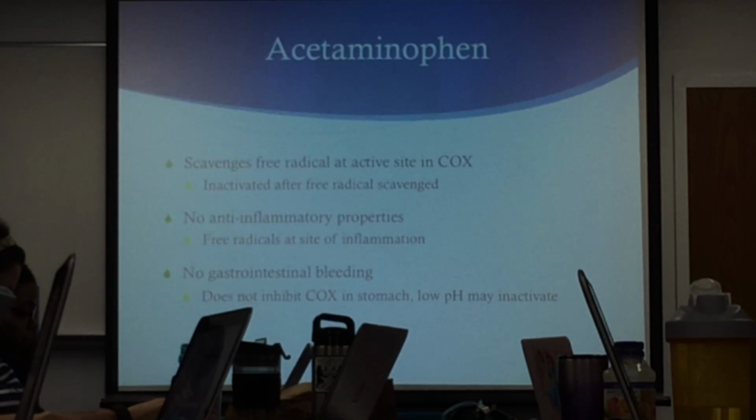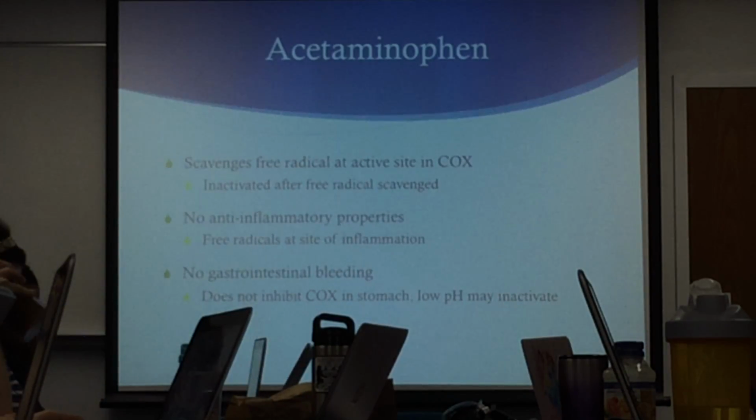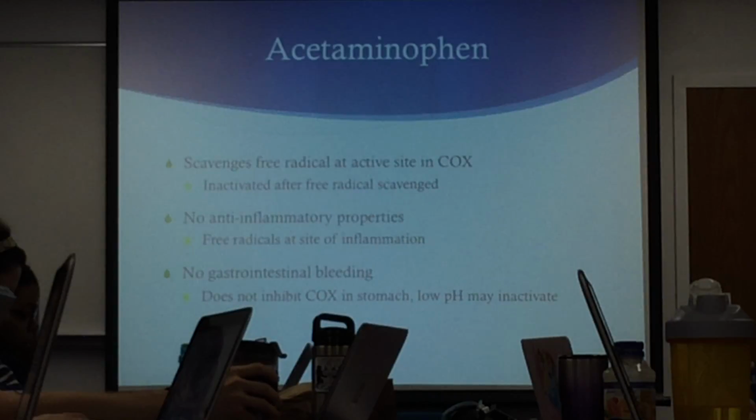cyclooxygenase. It doesn't cause GI bleeding, which is why it's very popular and used quite a bit. And the reason is it doesn't inhibit cyclooxygenase in the stomach. It's not sure if it has to do with low pH, and also cyclooxygenase.